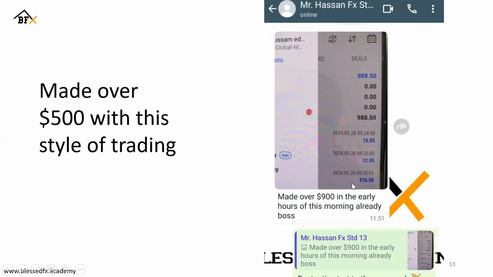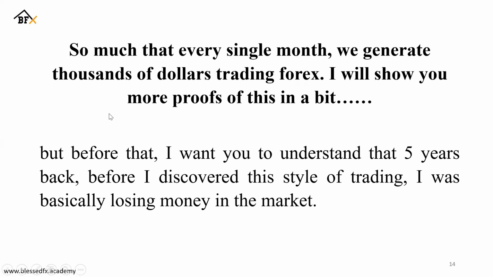And this is one of my students that made over $500 with this style of trading. Early hours of the day already, he's made almost $1,000. You can see it right here, $988.50. Okay, amazing stuff. So much so that every single month we are generating thousands of dollars trading Forex. And I will show you more proof of this, if you haven't seen them already.